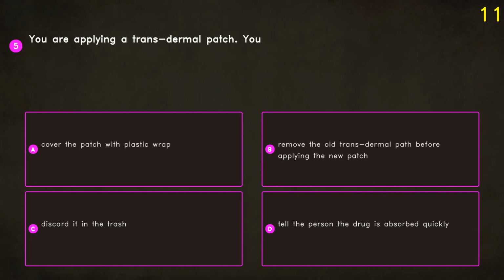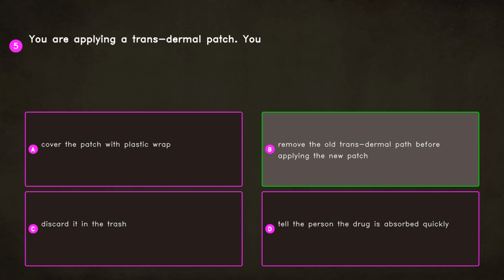Question 5. You are applying a transdermal patch. A. Cover the patch with plastic wrap. B. Remove the old transdermal patch before applying the new patch. C. Discard it in the trash. D. Tell the person the drug is absorbed quickly. The correct answer is remove the old transdermal patch before applying the new patch.